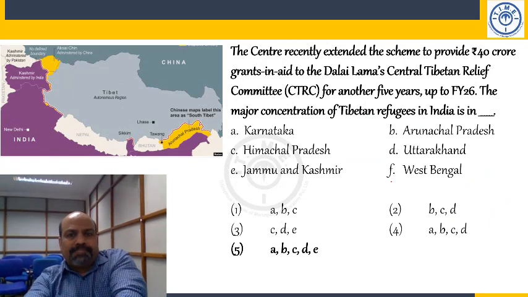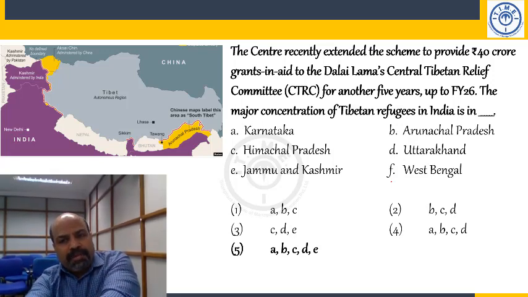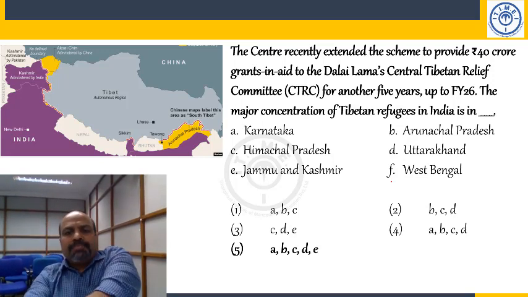The center recently extended the scheme to provide 40 crore grants in aid to the Dalai Lama's Central Tibetan Relief Committee for another 5 years. These are the places where you'll find a lot of Tibetan refugees.